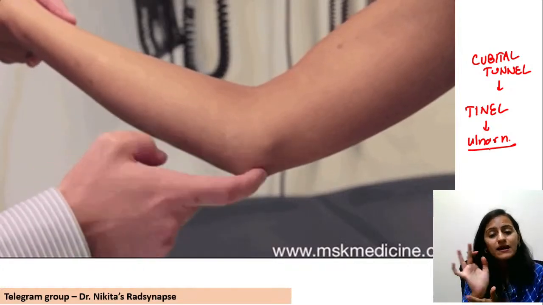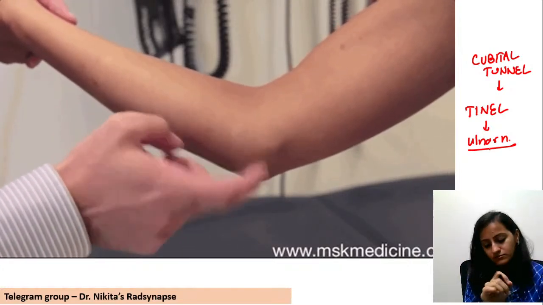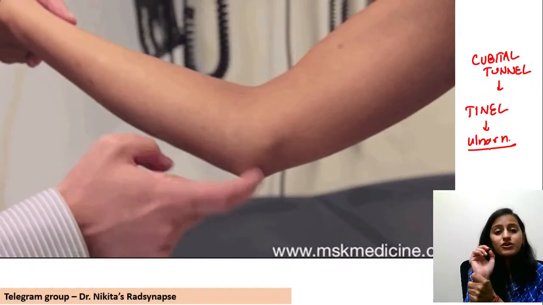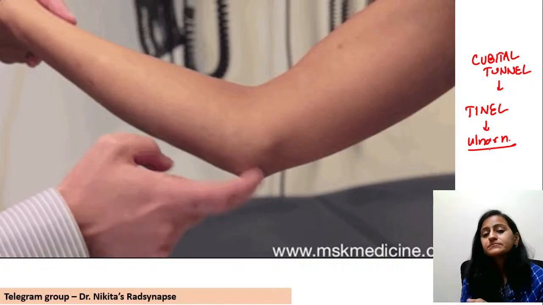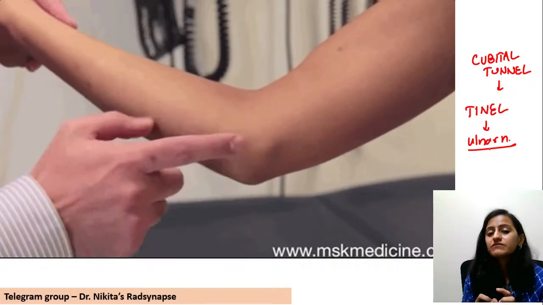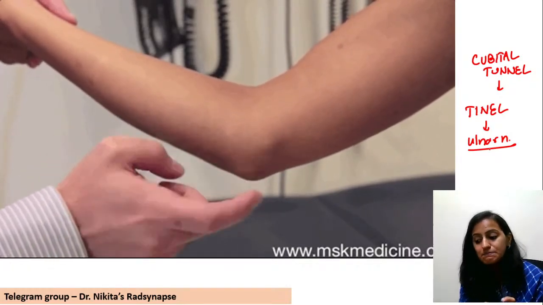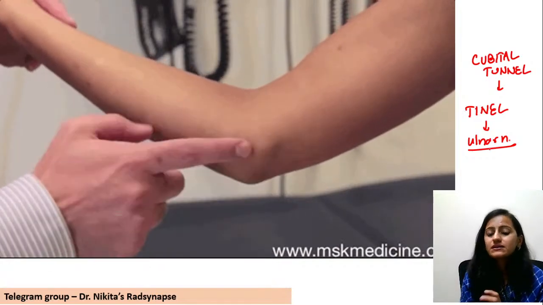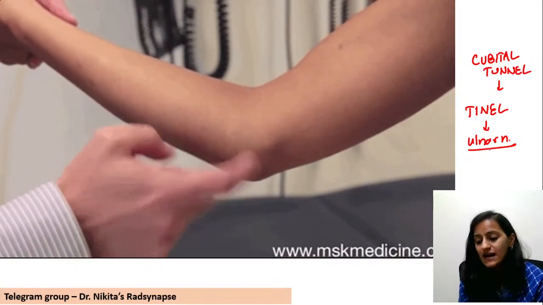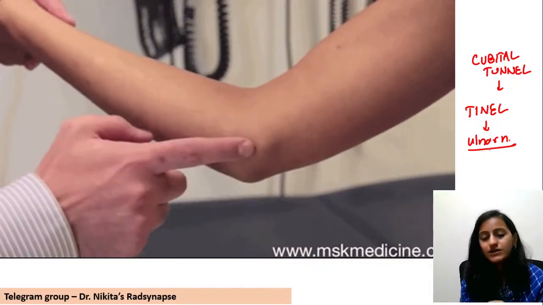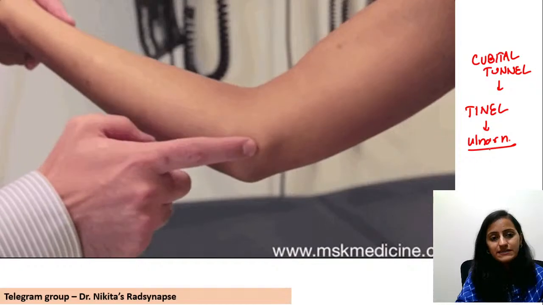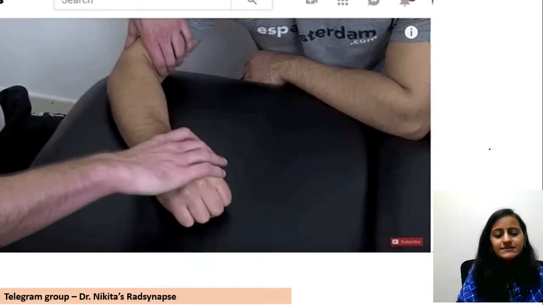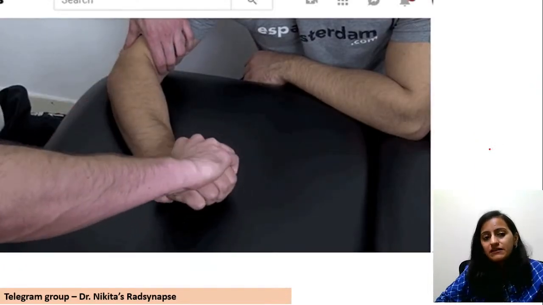Carpal tunnel is for the median nerve. Tarsal tunnel is which nerve compressed in the tarsal tunnel? Is it deep peroneal nerve? Is it your tibial nerve? In tarsal tunnel, it is the tibial nerve. Okay, that's the tibial nerve. All right, so this is Tinel's, basically ulnar nerve, cubital tunnel. Next one, what is this test being done for?